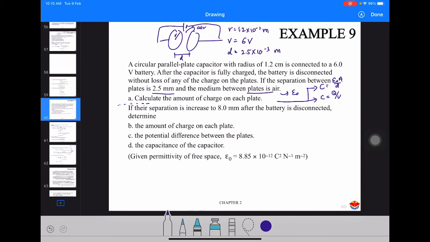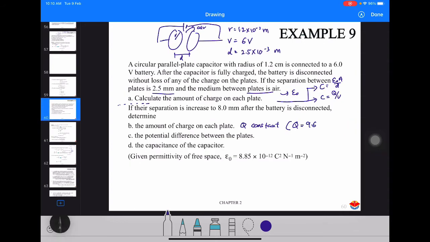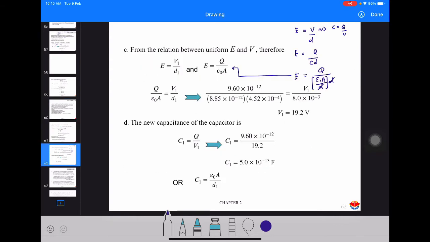So the first question, you want to find the amount of charge on each plate. So Q is constant. So it will be the same as the previous one. So Q equals 9.6 times 10 to the negative 12, which you calculated in A. And then the difference here would be the potential difference. The V would be different. So how to calculate the V?